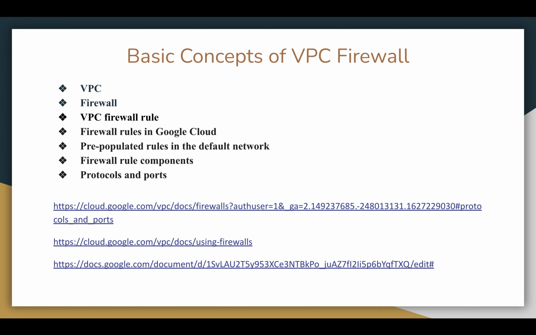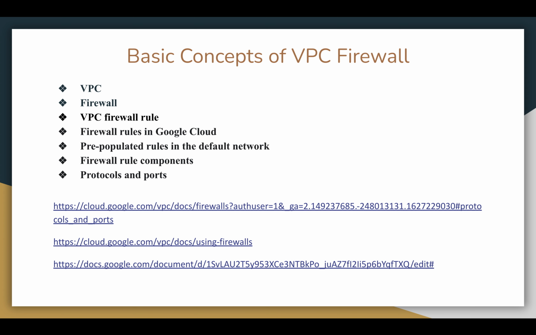Next, we are going to talk about firewall rule components. Each firewall rule consists of the following configuration components. First one is the direction of connection. Ingress rules apply to incoming connections from specified sources to Google Cloud targets, and egress rules apply to connections going to specified destinations from targets.